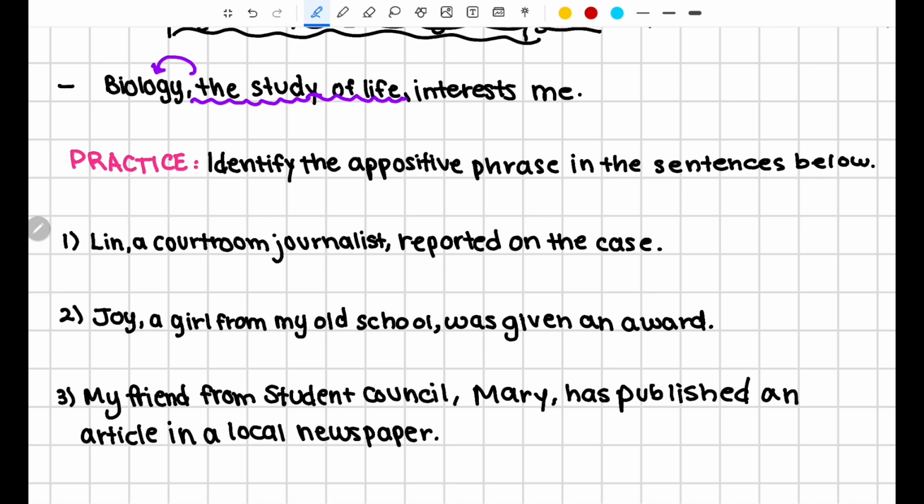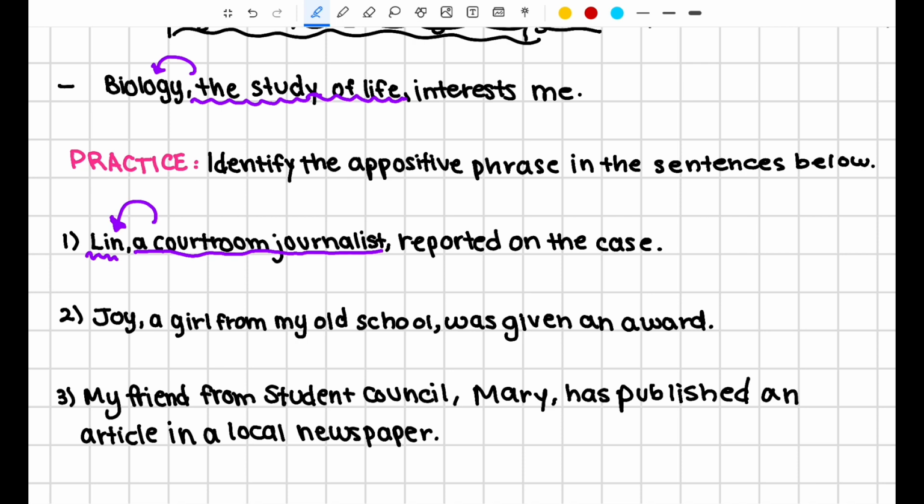Alright, let's start with number 1. We have "Lynn, a courtroom journalist, reported on the case." In this case, we know our main noun is Lynn, and the appositive phrase is a courtroom journalist, since that is modifying Lynn. And since it's a compound noun, we can think of it as both an appositive and an appositive phrase because there's no other modifier in the sentence.